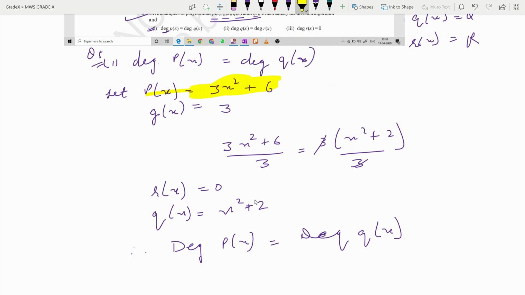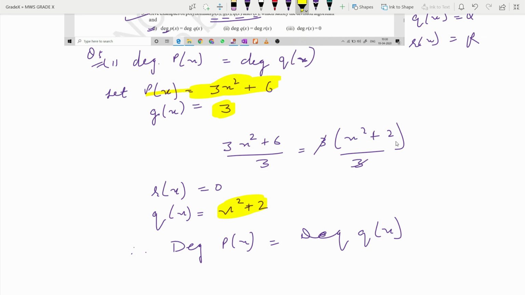x square is the degree, and here also the degree is x square. If you are taking your divisor without a variable, then it will not reduce the variable. If you are dividing by a simple number, it will not affect the variable. So the variable is x square, it will remain x square after the division by 3 also.